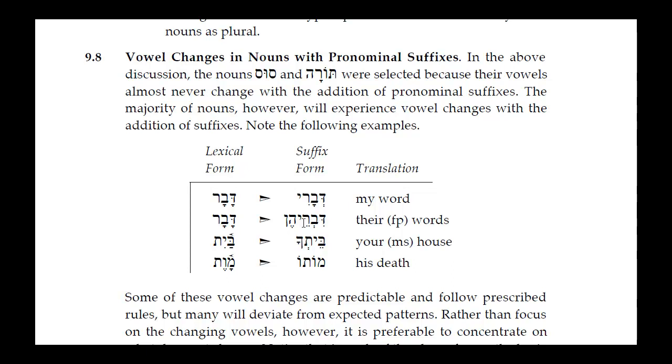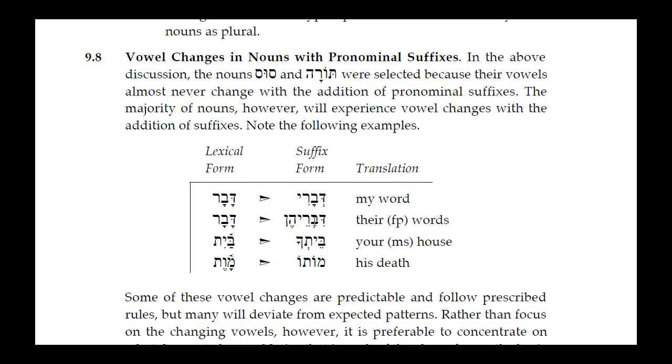Their words. And remember, you see that tsere yod, that's telling you that that is a type 2. That is a type 2 pronominal suffix. So the noun is plural. Their words. That would be a third feminine plural pronominal suffix on a plural noun.